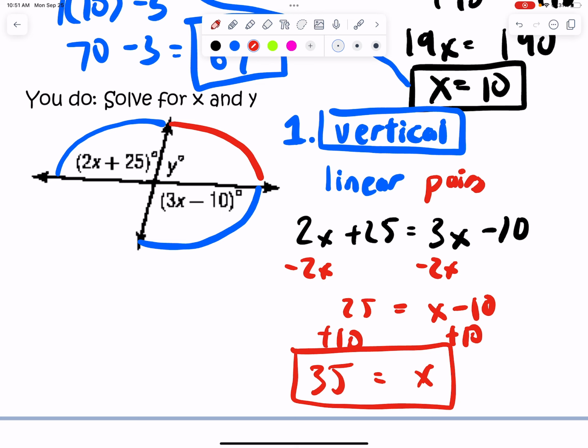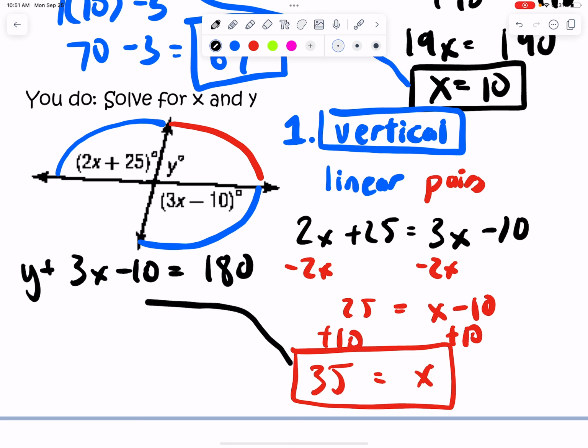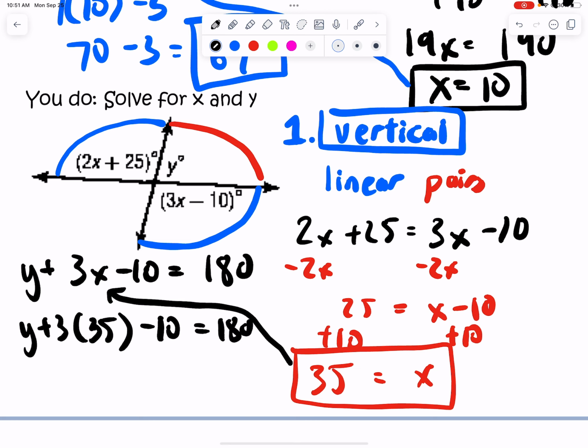Now in order to find y, again, the relationship between these two angles is that they are linear pairs. So now I'm going to set up a second equation, equal to 180. Very good, because linear pairs add up to 180. So let's set up y plus 3x minus 10 equals 180. But I just found x. So y plus 3 times 35 minus 10 equals 180.